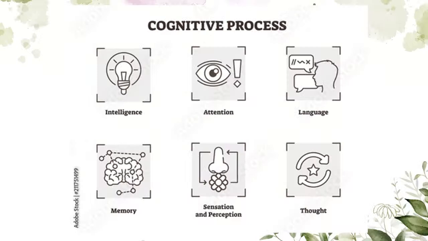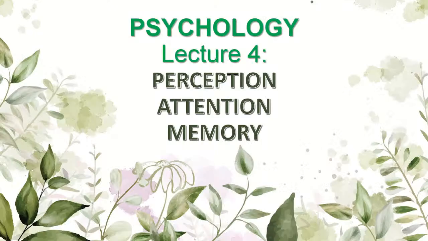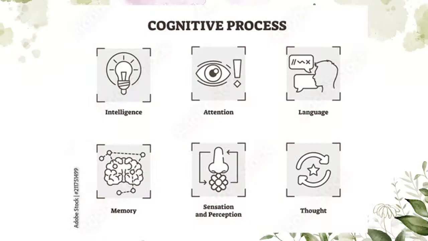So, first of all, perception, attention and memory are all cognitive processes. Of course, we have not only attention, memory and perception as cognitive processes, but today we will speak about these three. And in the next lecture we will also speak about sensation and our feelings, emotion and so on. But today we discuss these three very important parts.